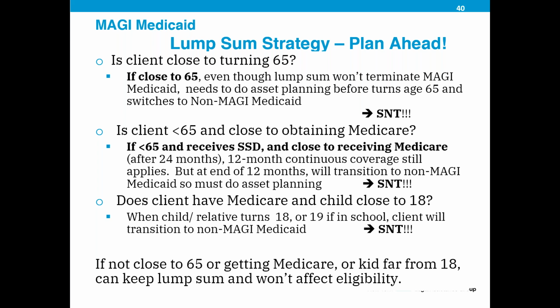So again, look at establishing an SNT. If that's going to require a court order for any reason, if the person lacks capacity, then you want to get that motion filed and ask for it to be established nunc pro tunc before they turn 65.